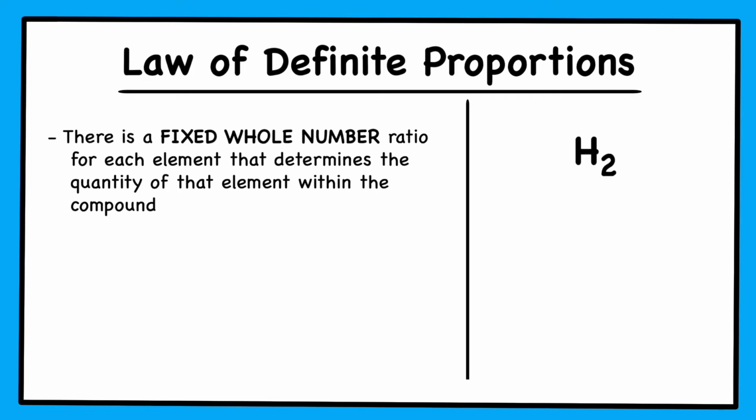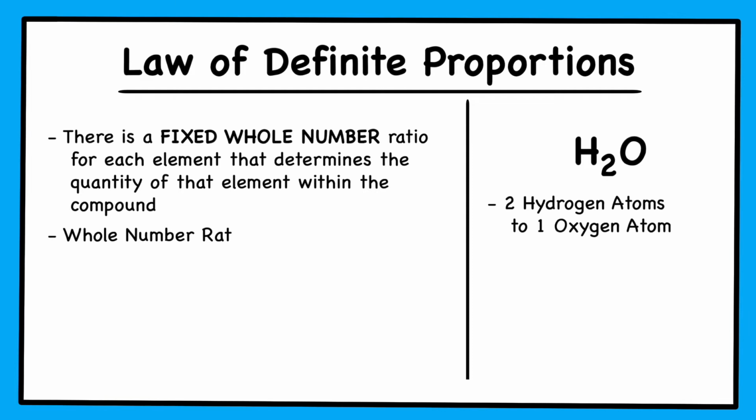So in our water example, this is basically the reasoning why every water molecule has 2 hydrogen atoms to 1 oxygen atom. One big thing that will come up in a bit that I want you to notice is that the law of definite proportions states that the ratio between elements has to be a whole number ratio. So we cannot have 1.5 hydrogen atoms to every oxygen atom. We have to have whole numbers to represent our subscripts in a chemical formula.